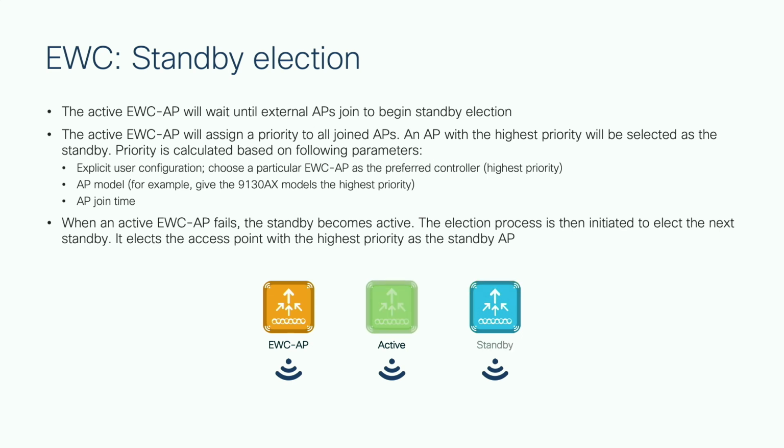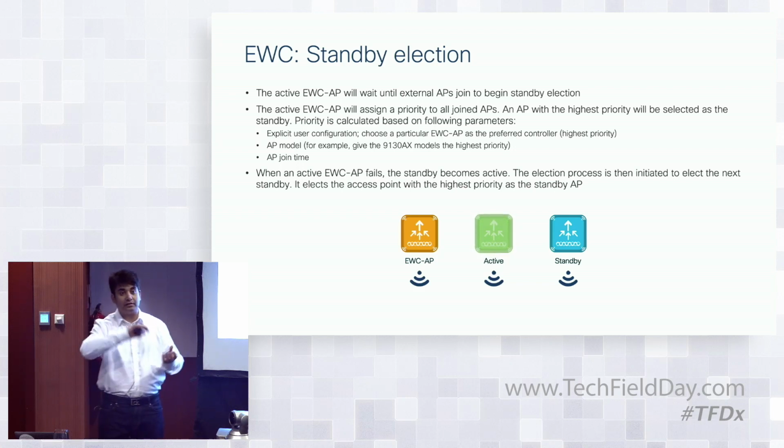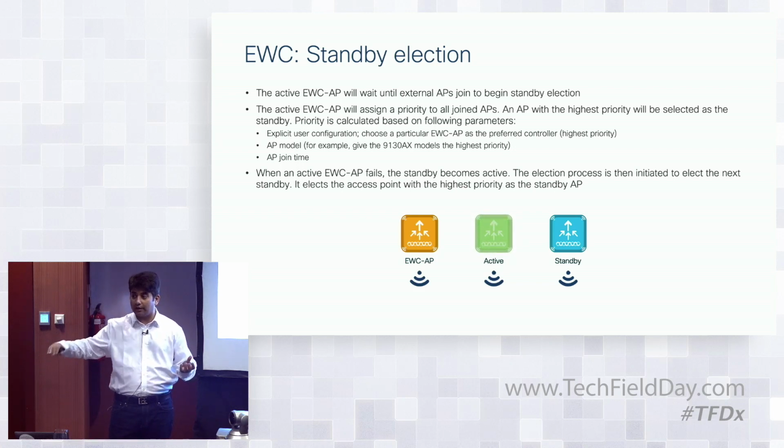Now let's look at how this active and standby election happens, because it's important to understand how we elect the standby when you have multiple APs in your network. There is an algorithm which runs where the active controller decides which will be the standby controller in my network. And as and when APs join, the active controller decides and sends the priority to the access point which is joining and which can be a standby controller.